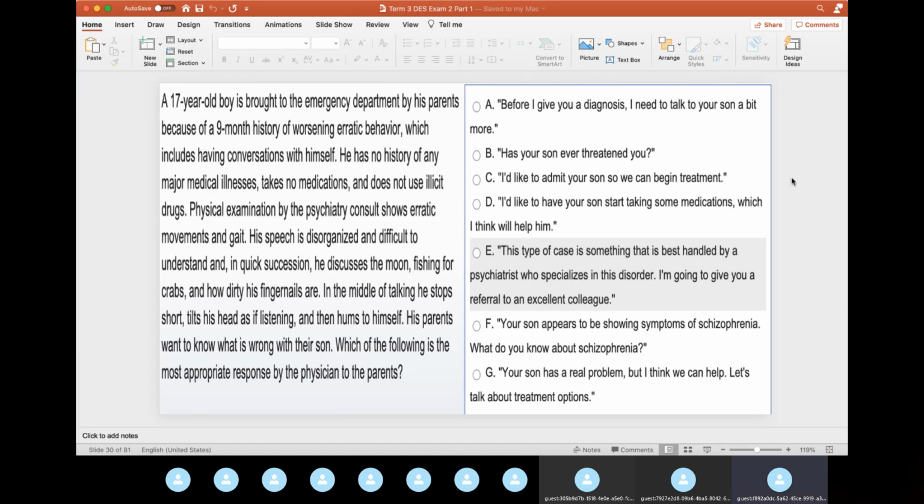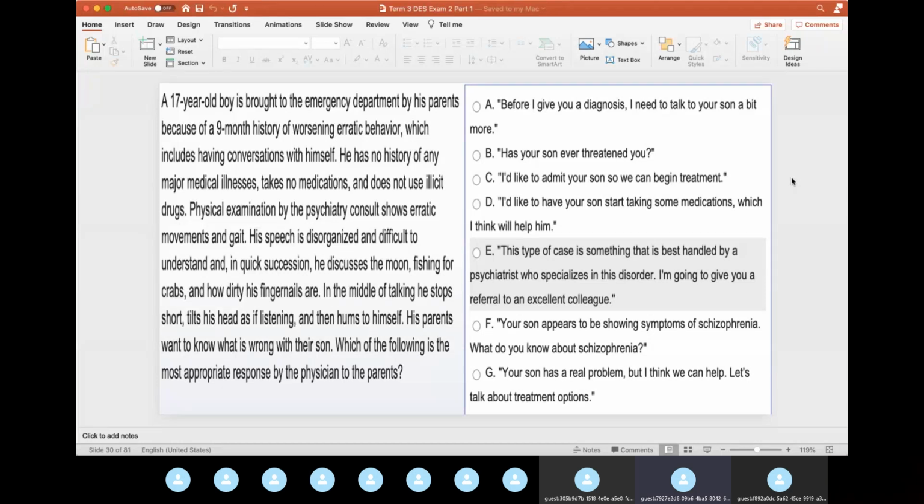Anyone else? What's your answer? Look at the signs and symptoms. I mean, it sounds like schizophrenia, so I was thinking F. Term two, right? Term two, people. Disorganized speech, difficulty understanding. He discusses flight of ideas, the moon, fishing for crabs, and how dirty his fingernails are. Then you have humming to himself. So what are we thinking? I was thinking F. Okay, F. What makes F attractive to you? What makes that choice attractive?